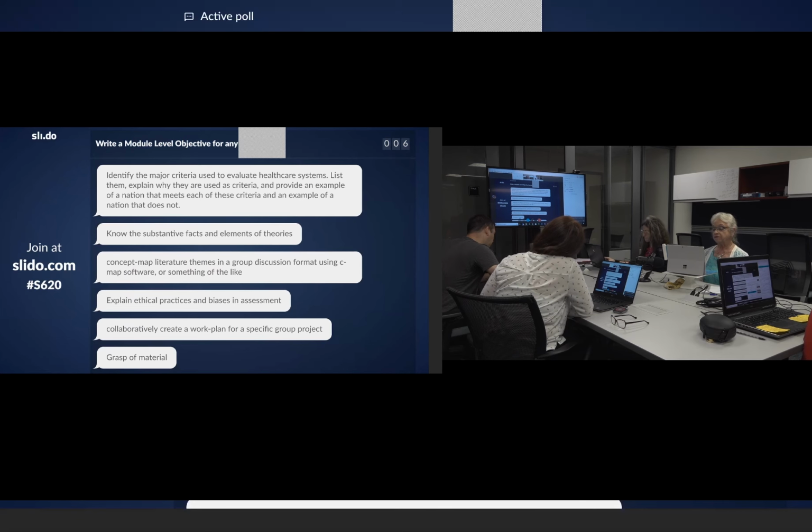Know the substantive facts and elements of theories. We might want to phrase that a different way, because know isn't something that is measurable, but we could have them explain them, have them identify, have them describe the elements of theories.